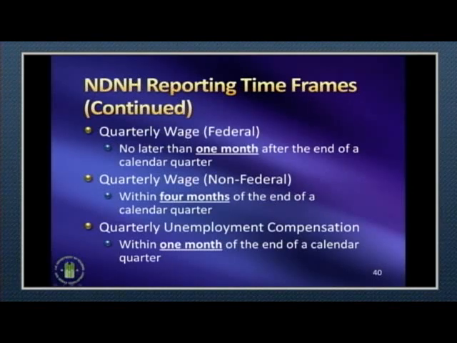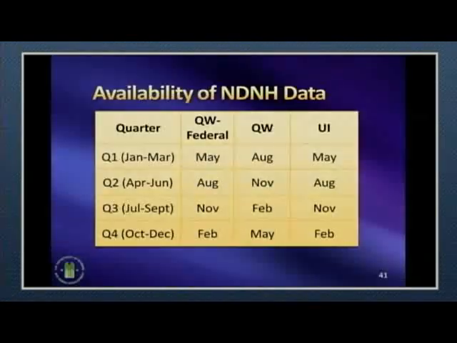The quarterly unemployment compensation has the same reporting time frame as federal wage information, which is 1 month from the quarter end. So you would see your federal wages and your quarterly unemployment compensation for a more recent current quarter than you would for a non-federal wage reported information.